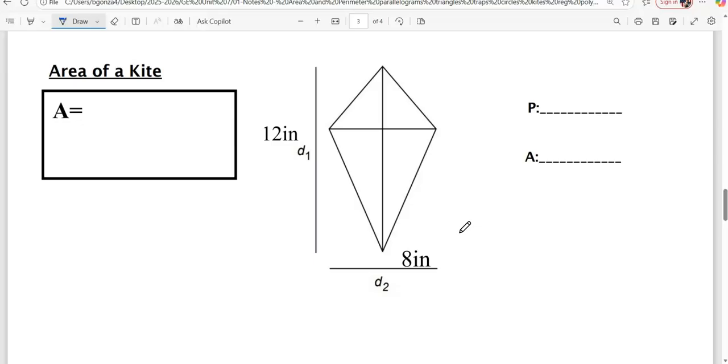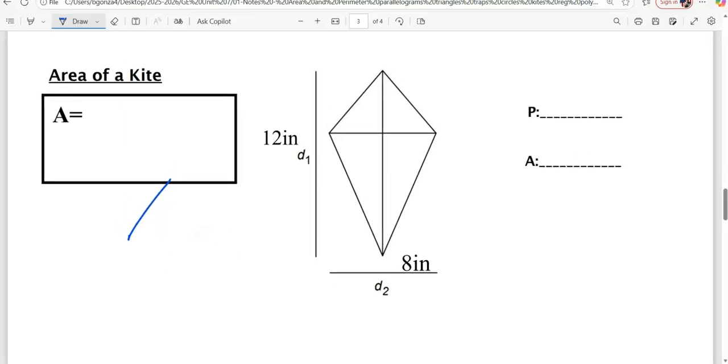Area of a kite. Once again, D1 and D2, which we defined on that previous page, are the diagonals. So D1 times D2 divided by 2, right? It tells us D1 is 12. It tells us D2 is 8.